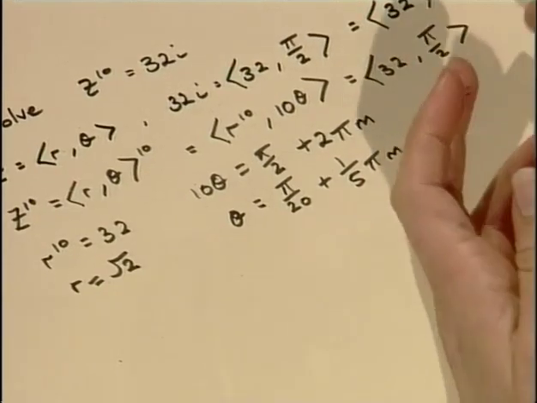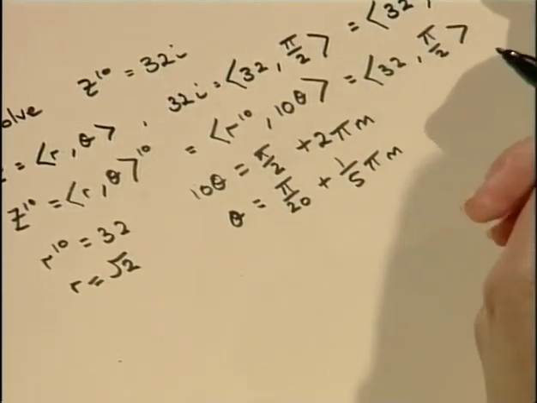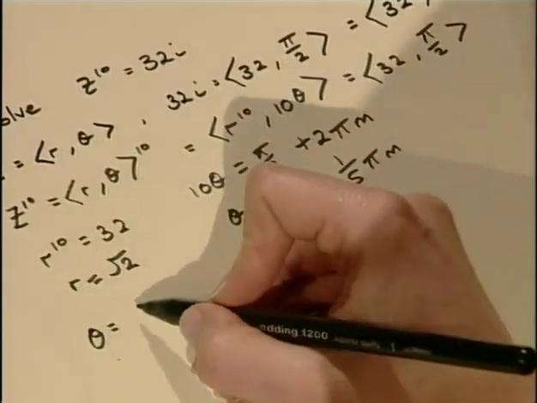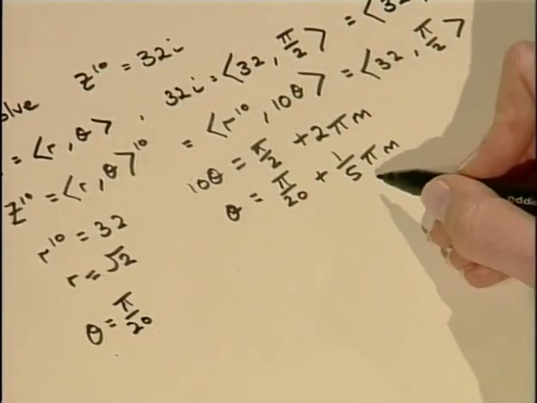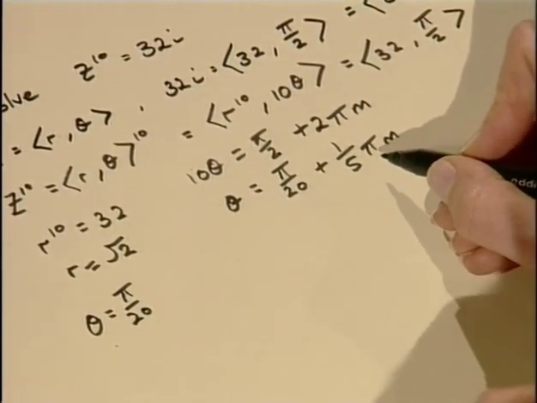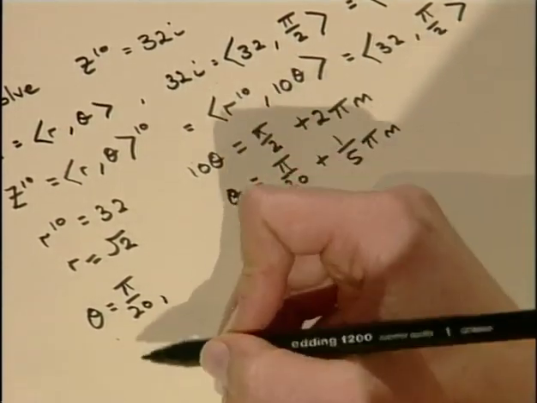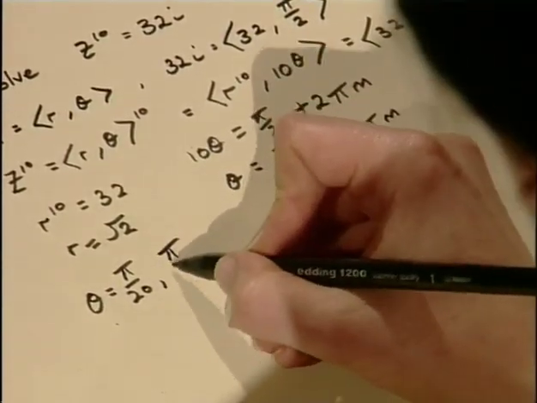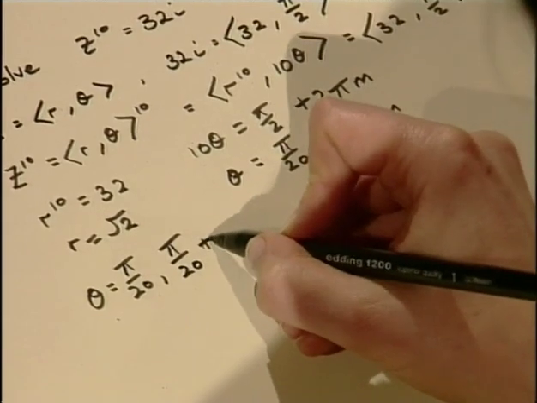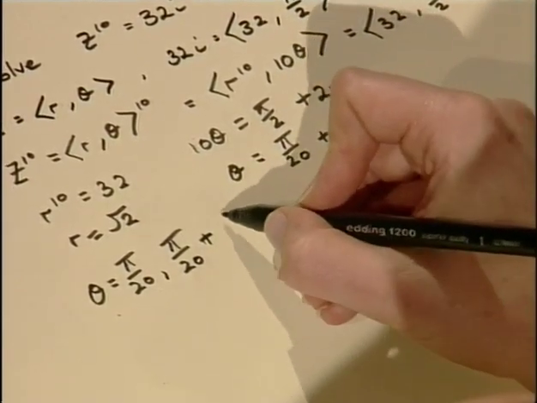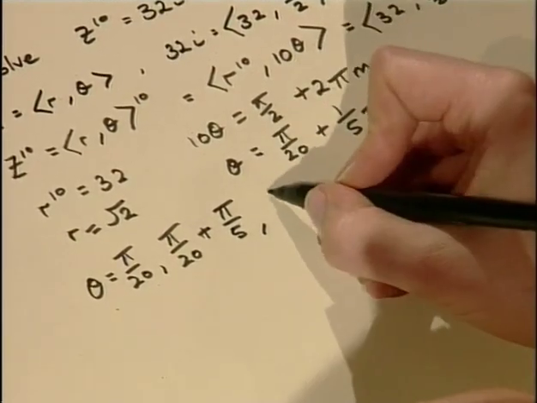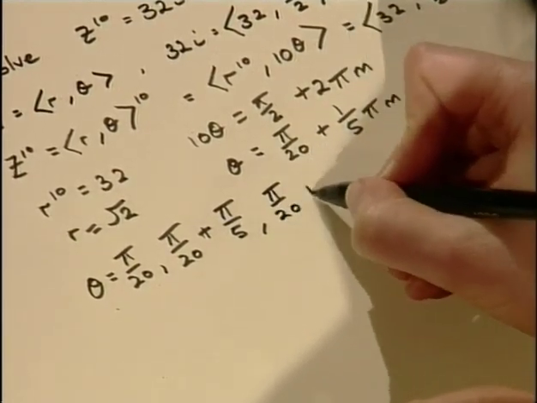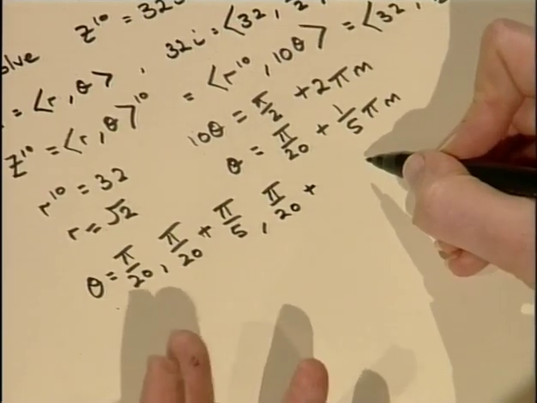So let's see what happens if we go through them, see if we can spot a pattern. If we take m equal to 0, that gives me pi by 20, because this term on the right-hand side, 1/5 pi m, just disappears. M equal to 1 gives me pi by 20 plus 1/5 pi, so pi over 5. And m equal to 2, I get my pi over 20 term again, plus 2 pi over 5.